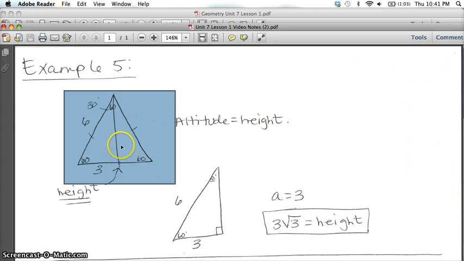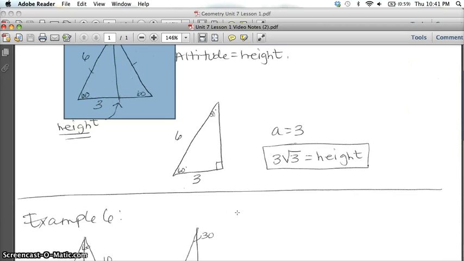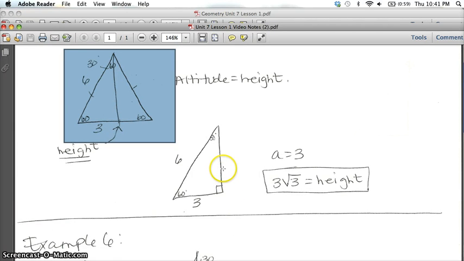Now remember, here's my altitude. It goes from top to bottom, okay, and it makes a right angle. And my altitude is my height. Now remember, when I put this altitude here, it actually cuts this angle in half. So I now have 60 divided by 2, which is 30. So I actually have a 30, 60, 90 triangle. So I went ahead and redrew it down here. So we've got a 30, 60, and 90 triangle.